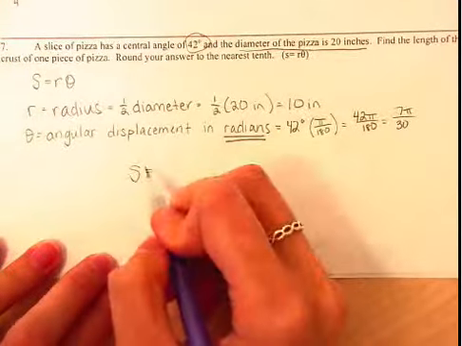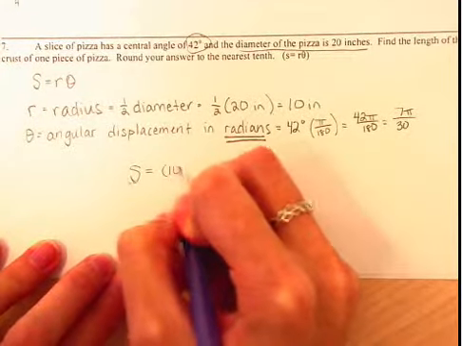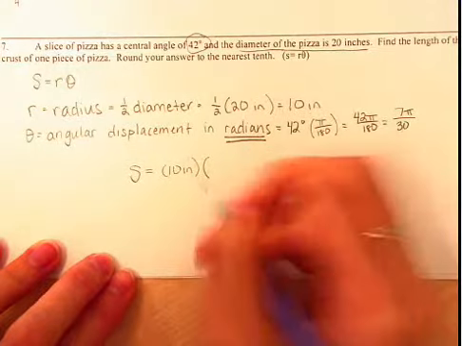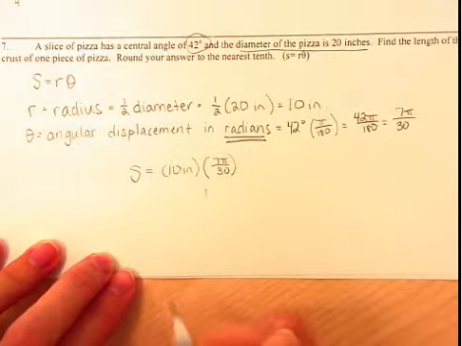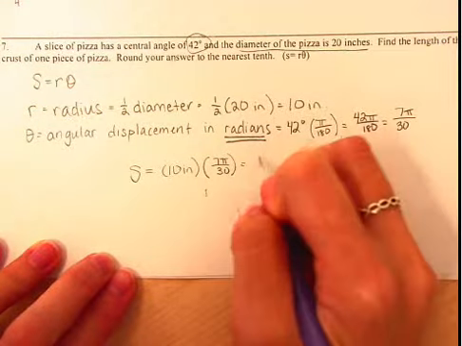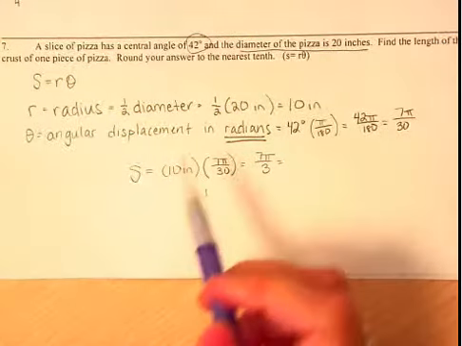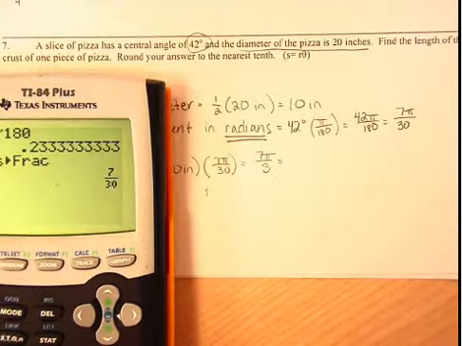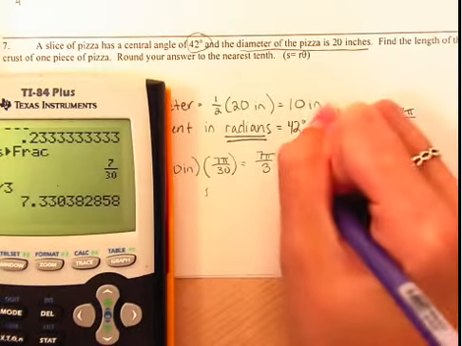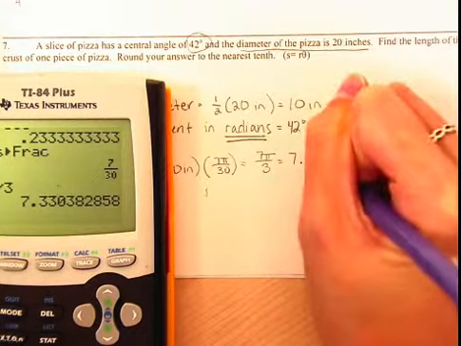S equals the arc length equals my R, 10 inches, times my angular displacement, 7 pi over 30, which becomes 7 pi over 3. Or it tells me to round my answer, so I should just assume that I'm going to give the decimal form. So 7 pi over 3, which is about 7.3 inches.